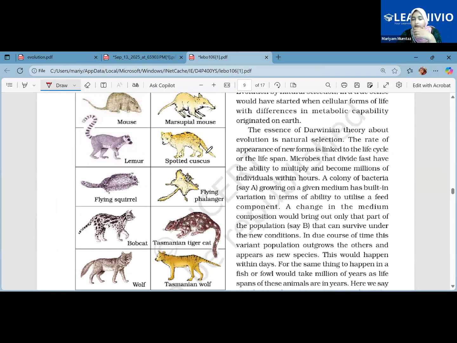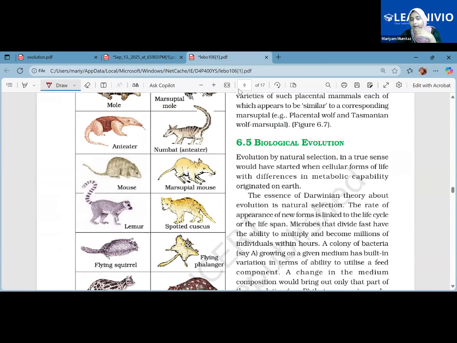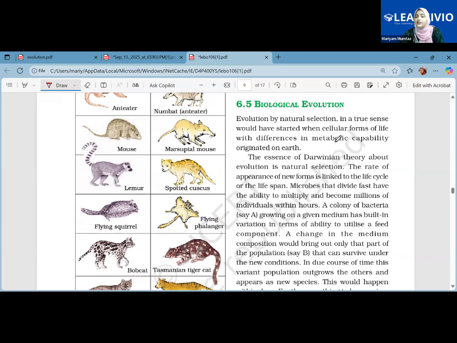Now, talking about biological evolution. The evolution that takes place by natural selection happens when the life forms were cellular life forms, right? The essence of Darwinian theory about evolution is natural selection. Darwin's theory tells a lot about natural selection. Now, the rate of appearance of new life is linked to the life cycle or the lifespan. Obviously, when one organism dies, several more organisms are added.